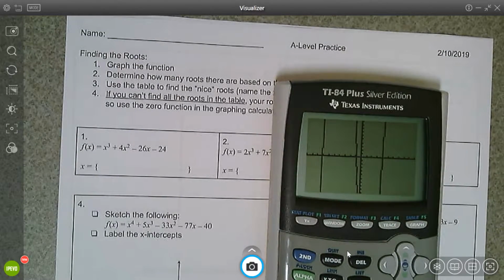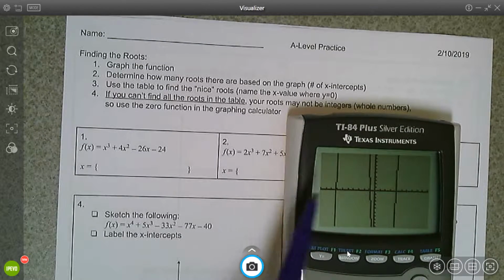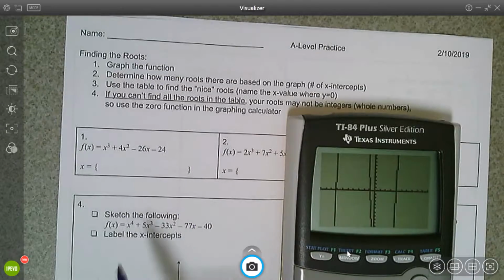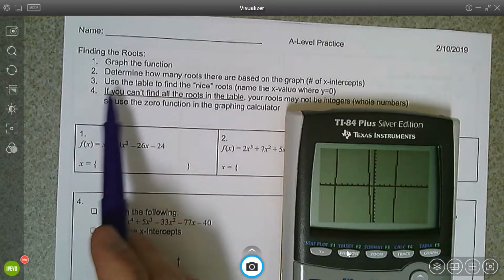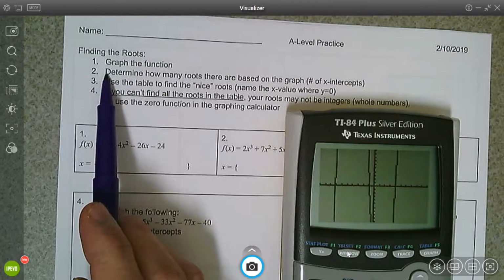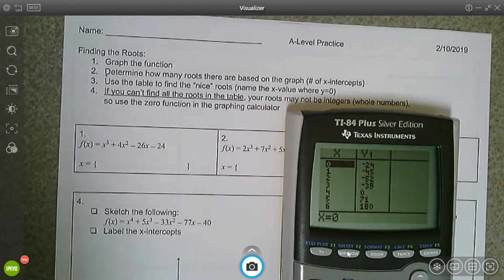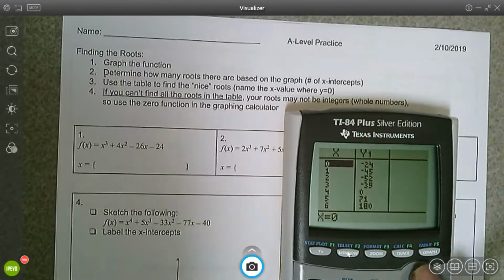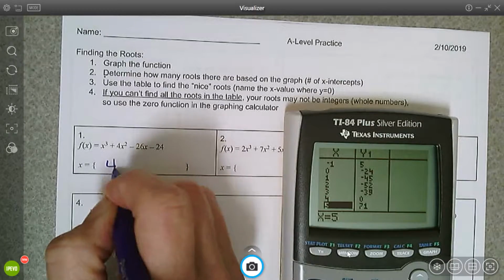So the first thing I'm always going to do when I am looking for my roots is I am going to determine where they are. So the first thing I'll do is look at my table. So here it says determine how many you have. We did that. Now I'm going to use the table. So I'm going to hit second, graph, and I'm looking for wherever y1 is 0. So I'm just scrolling around. I see y1 is 0 and x is 4. I'm going to write that down.